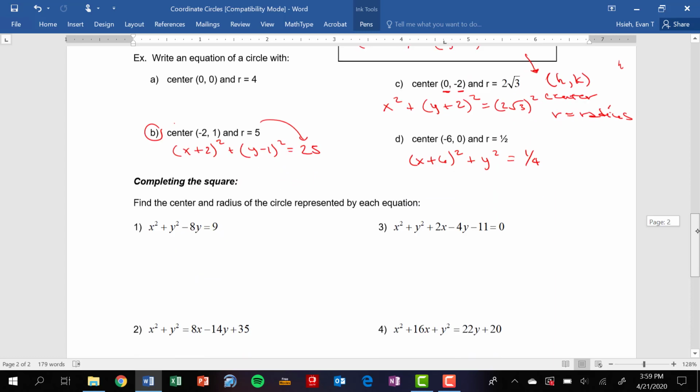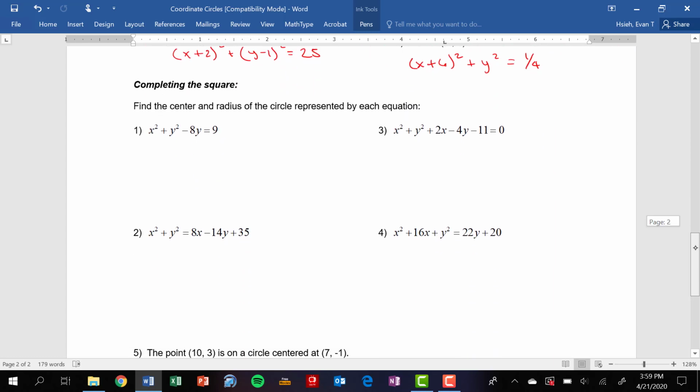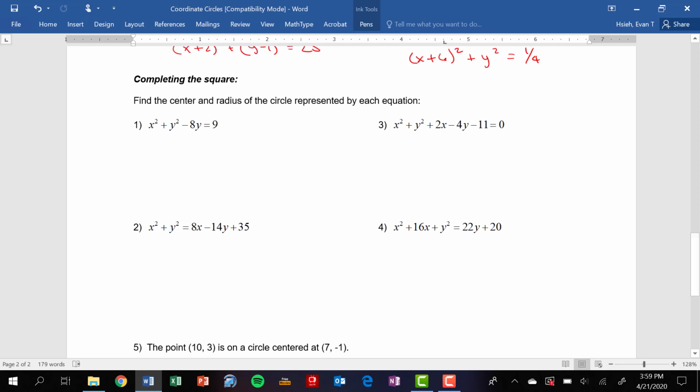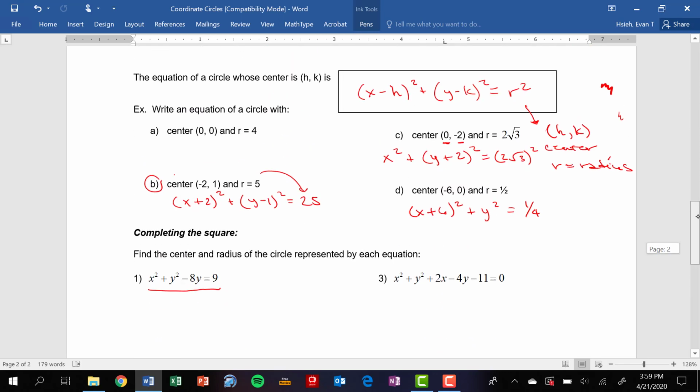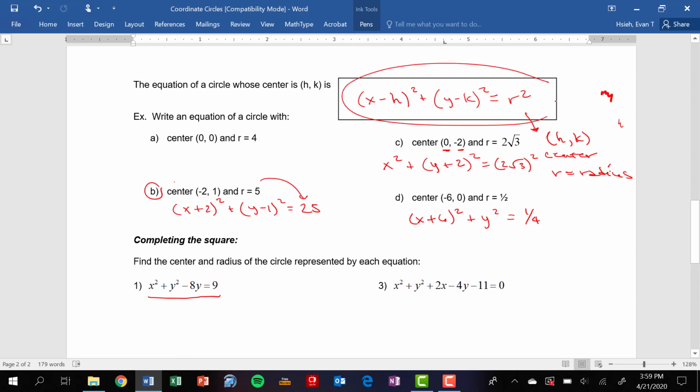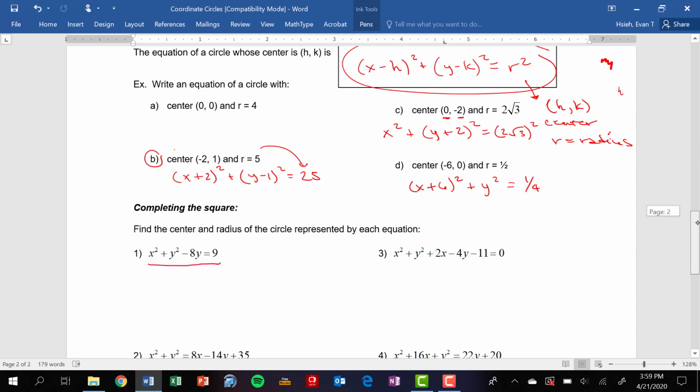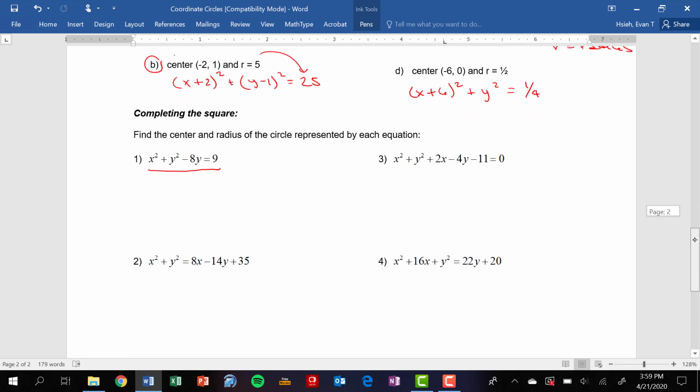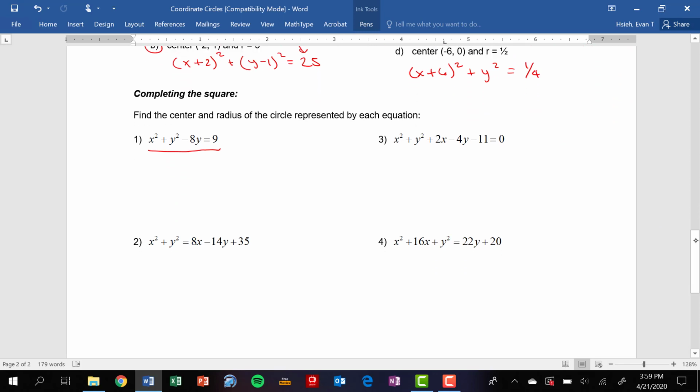Now the part that it's going to be helpful for you for next year is doing something called completing the square. And so what we want to do here is take something that is in this form and convert it to our equation of a circle form that we have up here in the box up above. So we're going to do a process called completing the square.